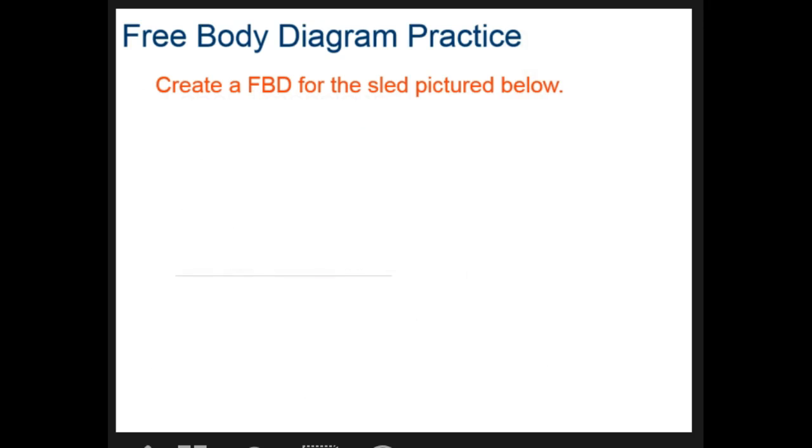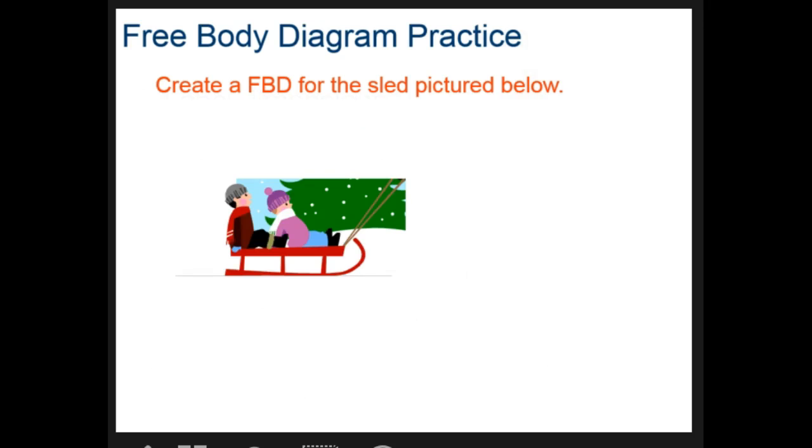So here's our next picture. We're going to create a free body diagram for this little picture here. You're going to draw this in your notebook. Again, you don't need to draw this fancy picture. All we're going to draw is a little box that represents the sled. And what forces are on it? Well, we have the weight or the force of gravity.